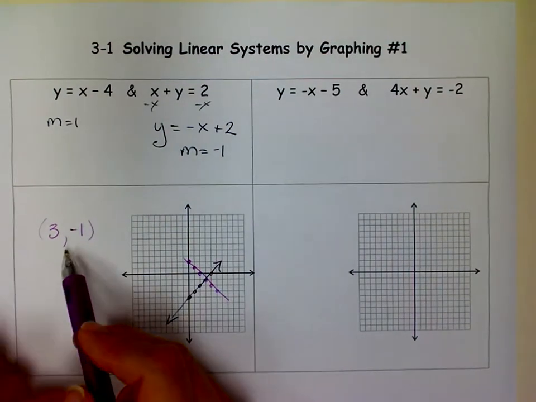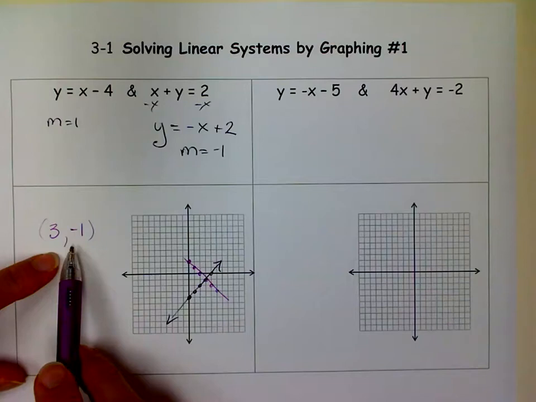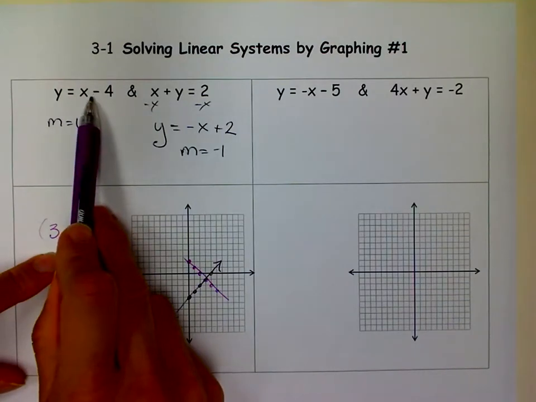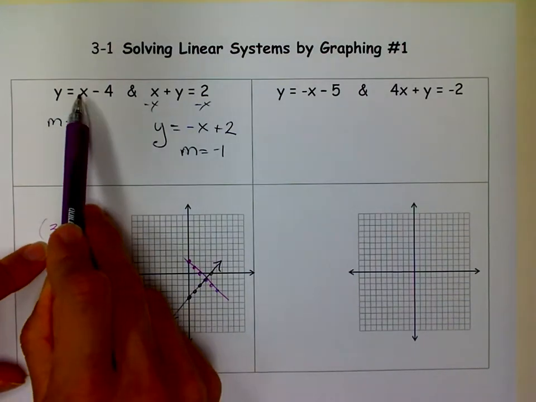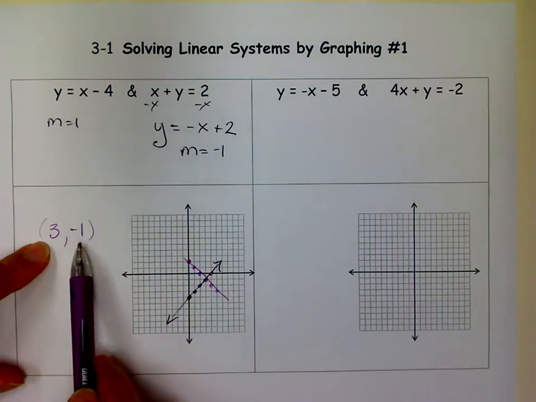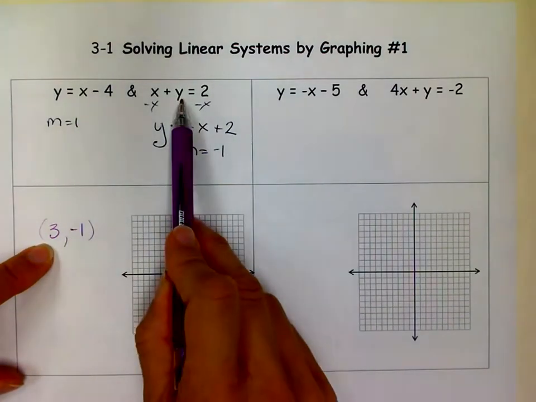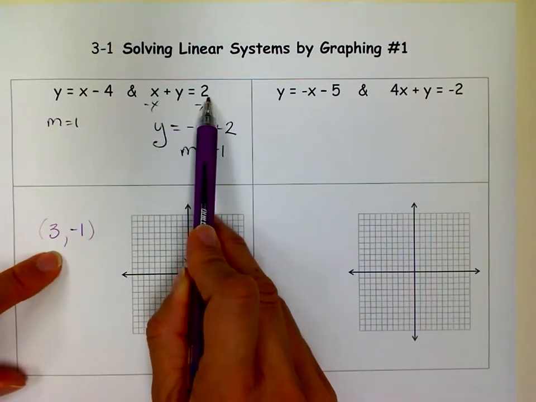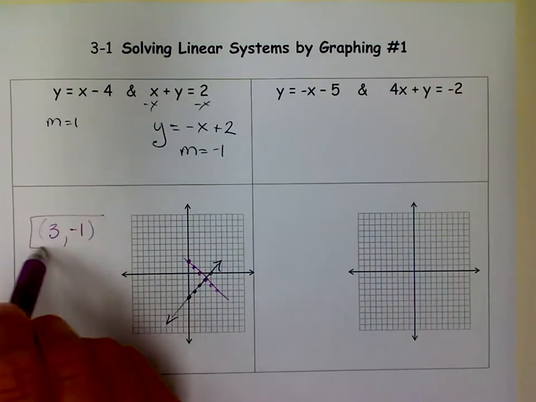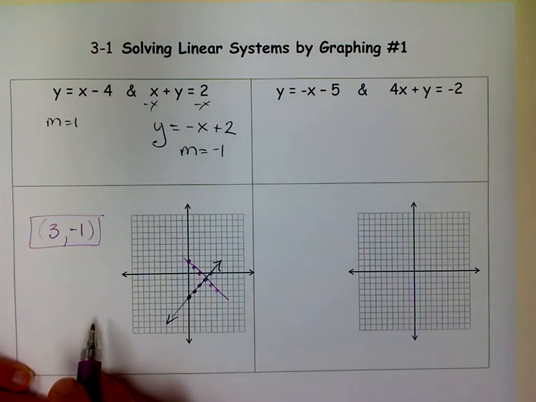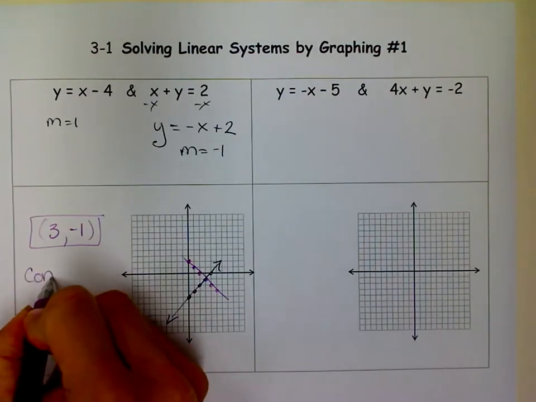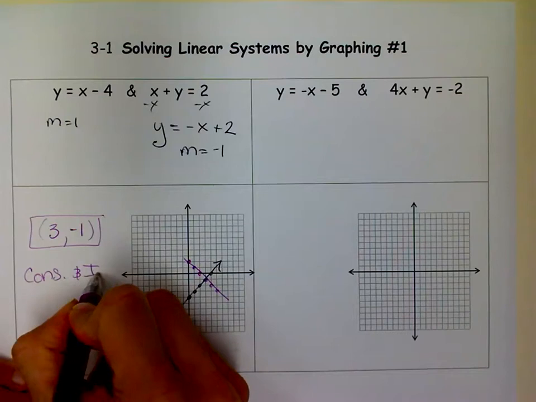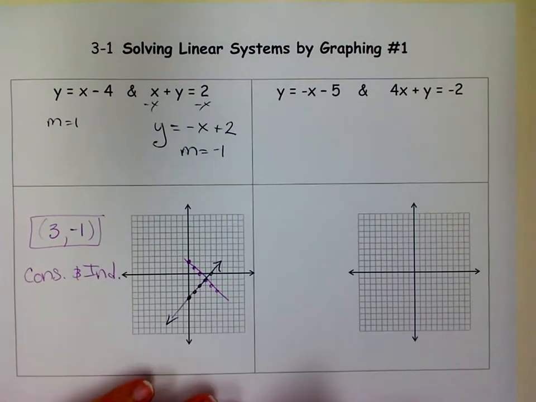Now, if you want to check to see if this solution is actually correct, you can also put it back into the original equation. If x is 3, does 3 minus 4 equal negative 1? Yes, it does. Check to see if it works in this one as well. Does 3 plus a negative 1 equal 2? Yes, it does. So I'm 100% sure I'm right. And remember, that's called consistent and independent if they are asking about that.